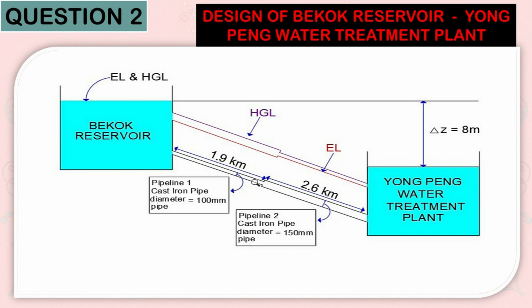We design the water flow pipe with two types of pipe diameter. Pipeline 1 has a 100 mm diameter with a length of 1.9 km and is connected using an expansion to pipeline 2. It has a 150 mm diameter with a length of 2.6 km. Both pipes are designed using cast iron pipe. The pipes were designed in series because the height between Beckett Reservoir and Yongping water treatment plant is 8 meters.